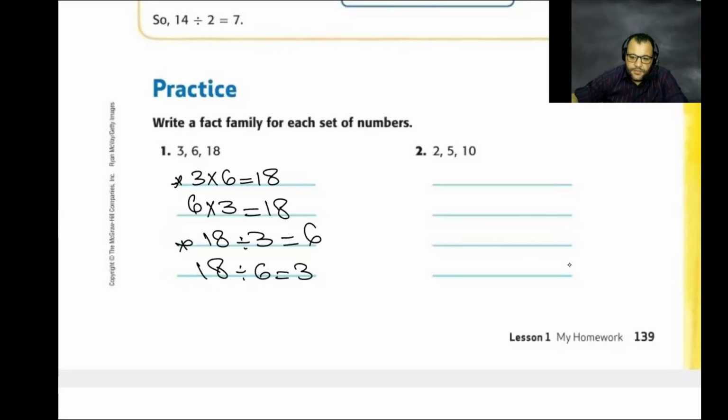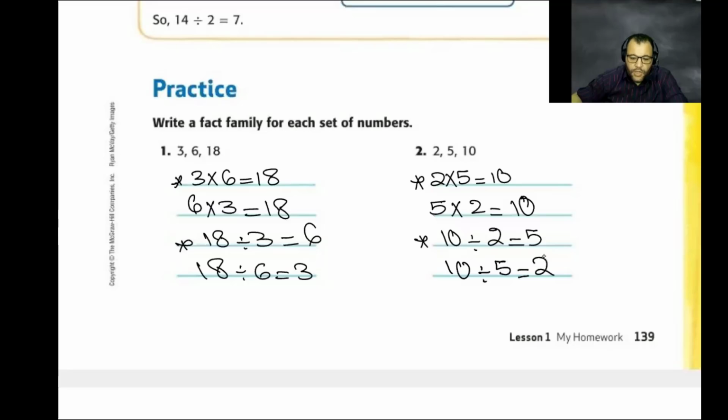So, Muhammad Asim? Yes, sir. Okay. 2 multiplied by 5 equals 10. Okay. And 5 multiplied by 2 equals 10. Okay. And 10 divided by 2 equals 5. Okay. And 10 divided by 5 equals 2. Okay. Any problem for this lesson?